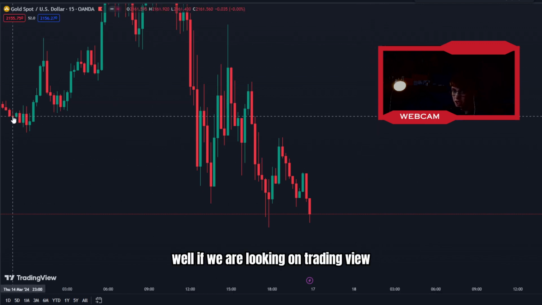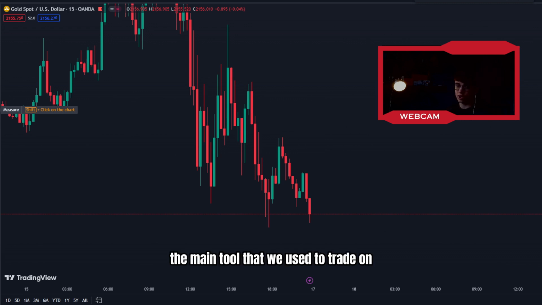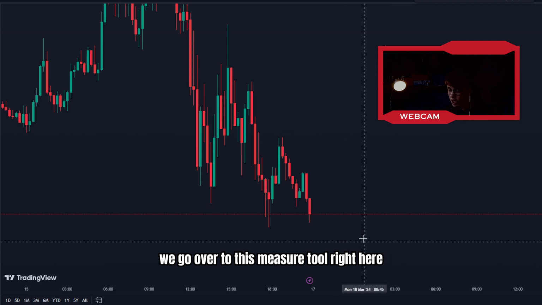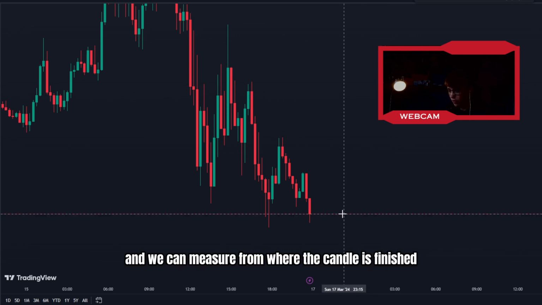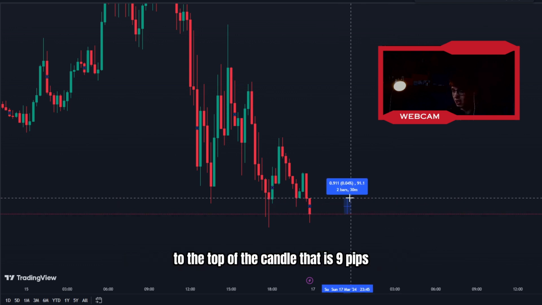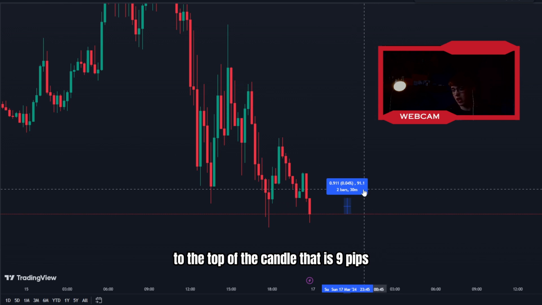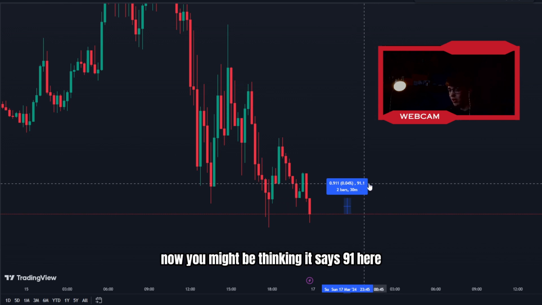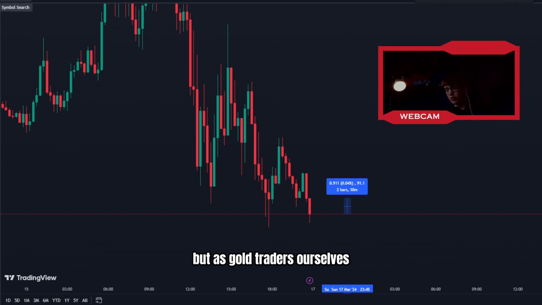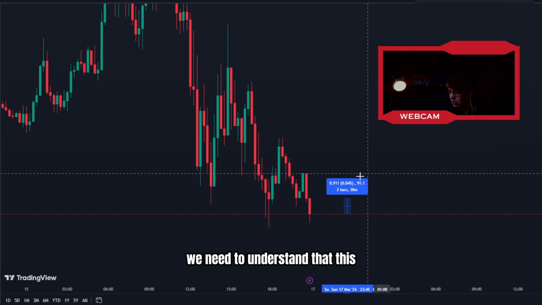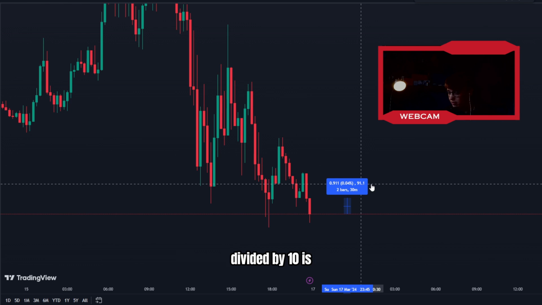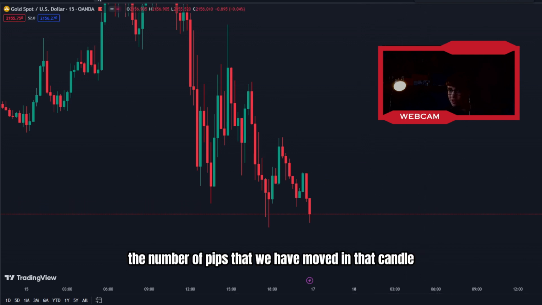Well, if we are looking on TradingView, which we've got right here, the main tool that we use to trade on, we go over to this measure tool right here, and we can measure from where the candle has finished to the top of the candle. That is 9 pips. Now, you might be thinking it says 91 here, but as gold traders ourselves, we need to understand that this number right here on the right divided by 10 is the number of pips that we have moved in that candle.